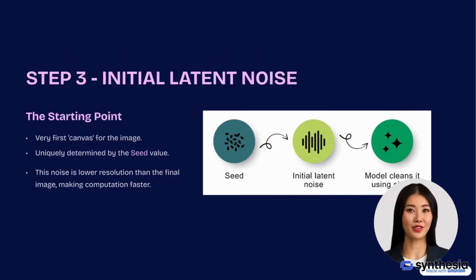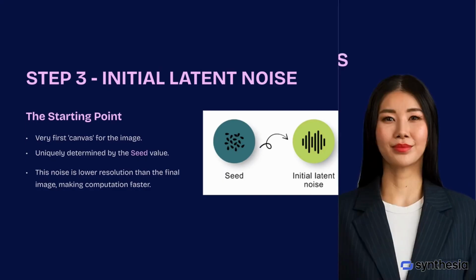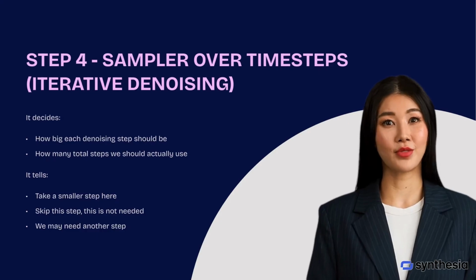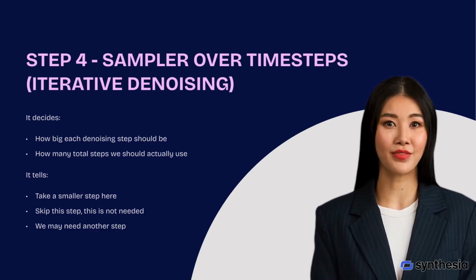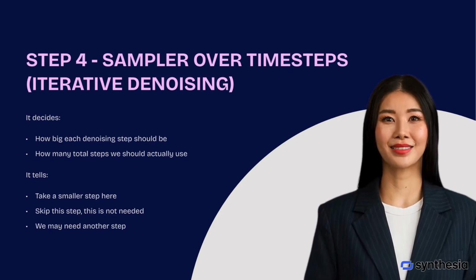Then, step 3 introduces random noise. This initial latent noise is generated by the seed itself. And step 4 is where the sampler gradually removes that noise step by step, shaping the image. Think of it as cleaning a foggy picture until it becomes clear.